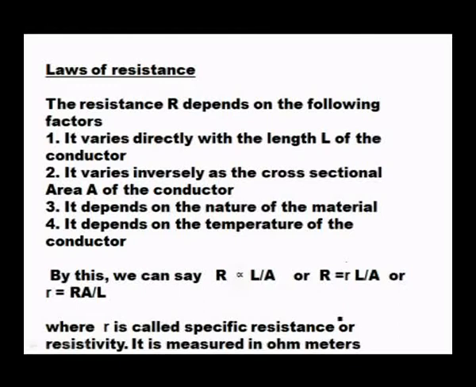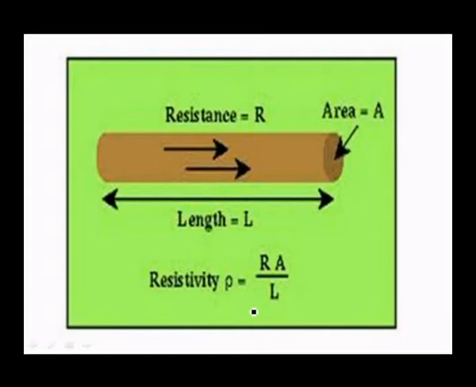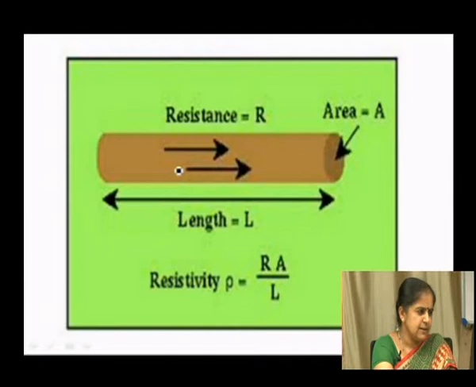Just look into this slide. This shows the conductor with resistance R, and this is the flow of current in the material. This is the length of the conductor, represented by letter L. The resistance is represented by letter R, and A shows the cross sectional area of the conductor. By the law of resistance, the resistivity of the material, rho, is given by the expression rho equals R into A divided by L. This is the law of resistivity.